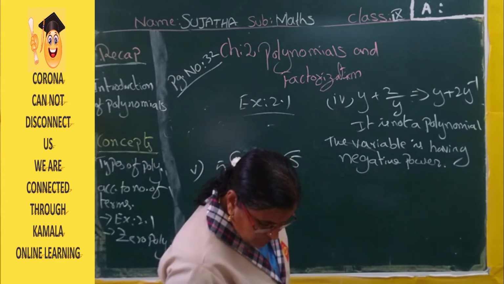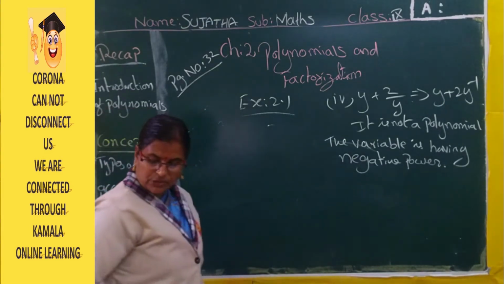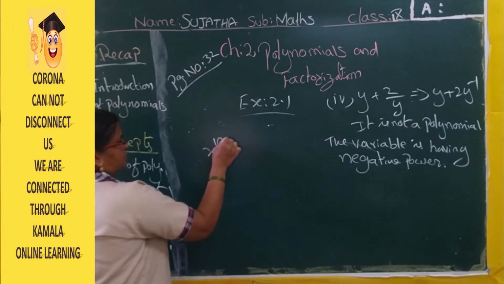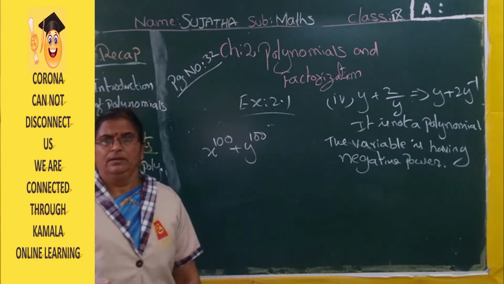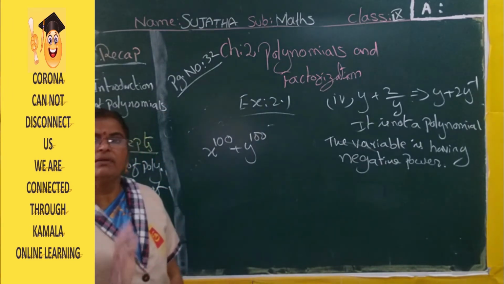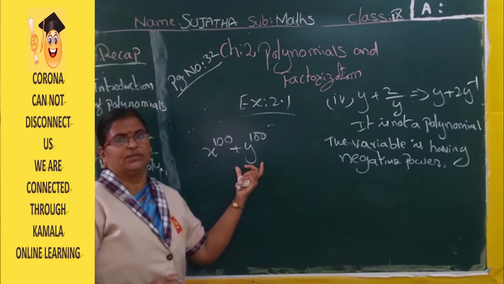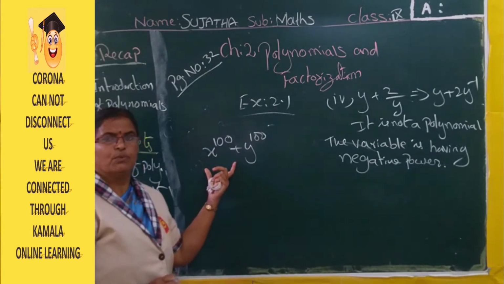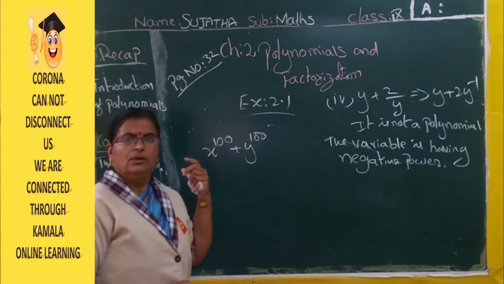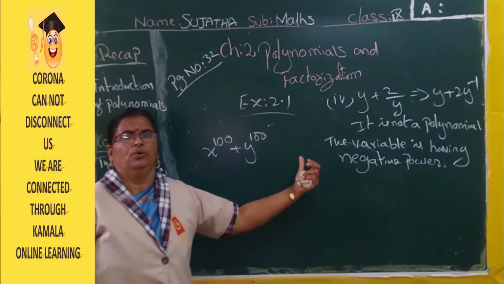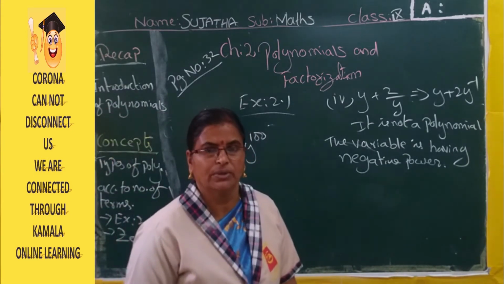Now, last one. x to the power 100 plus y to the power 100. Now it is a polynomial. Okay, but what is he asking? One variable polynomial. Here x and y, both two variables he took. Both variables are in this polynomial. That's why it is not a one variable polynomial. You have to write that it is not a one variable polynomial because the polynomial is having two variables. That is the reason you have to write.